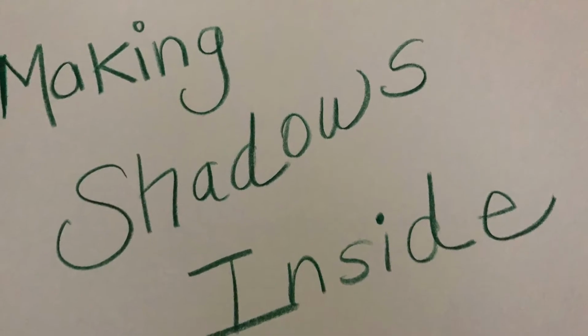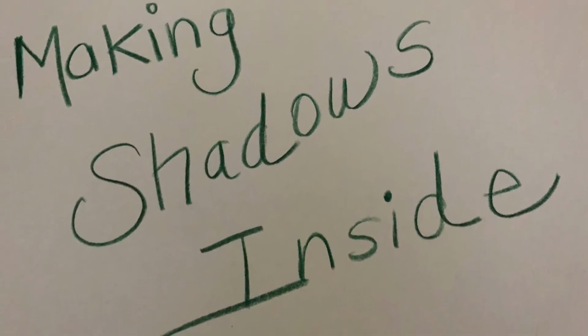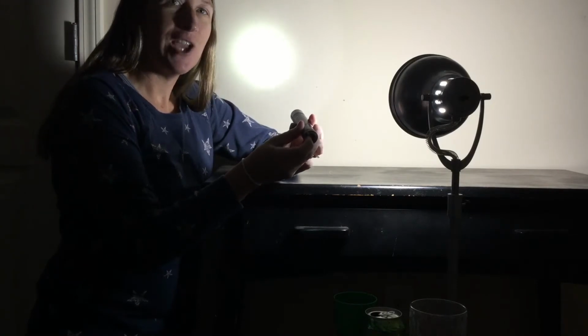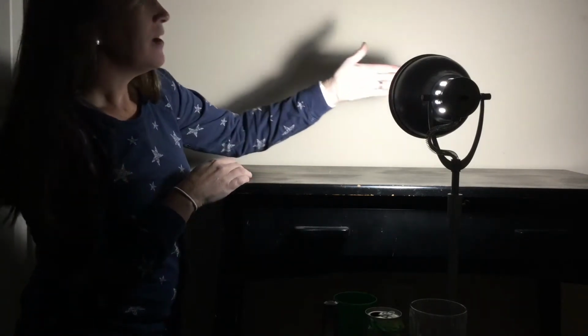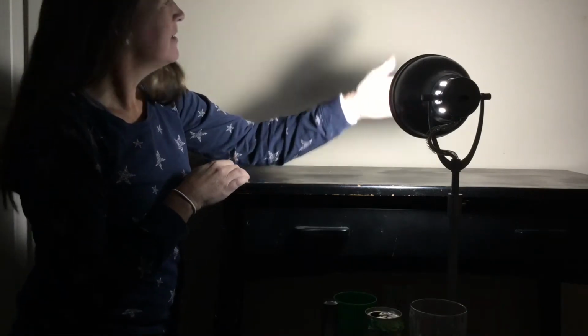Making shadows inside. Hey, let's play around with shadows. Maybe you have a lamp or a flashlight that you can use at home to do some of these fun shadow experiments. All you need to do is make sure that your light source is facing the wall so that you can put an object in front of the light to cast a shadow.